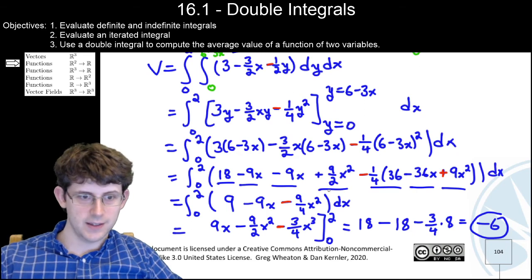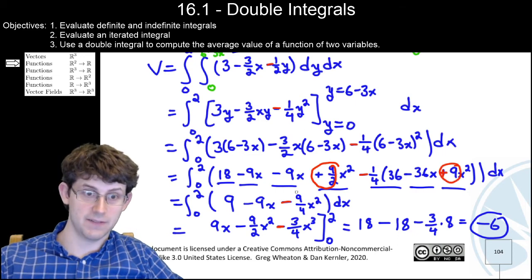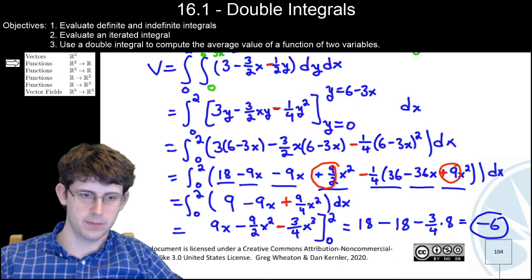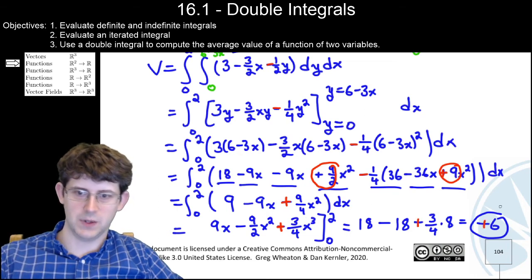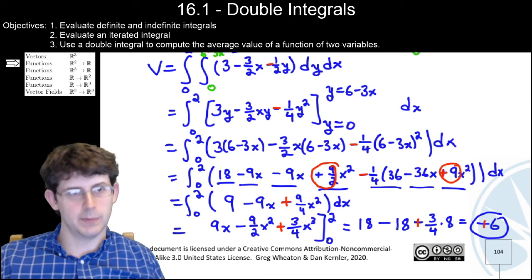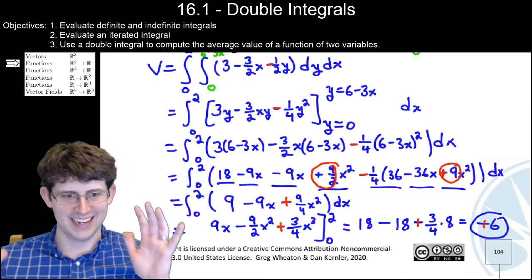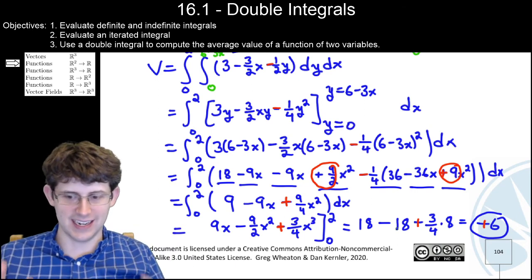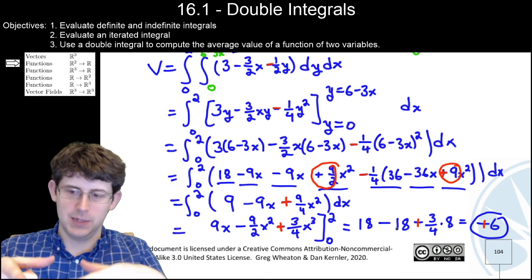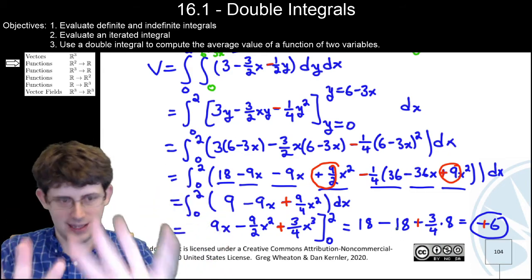Okay, found the error. The error was I had plus 9 halves minus 9/4. Plus 9 halves minus 9/4 is in fact plus 9/4. So we got 6. I know that's not a rousing review of double integrals, but I think you're getting the point here that the whole goal is to try to get information about a region to be encoded in the bounds of a double integral, instead of being in the integrand of the integral.